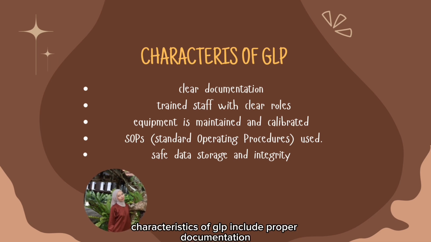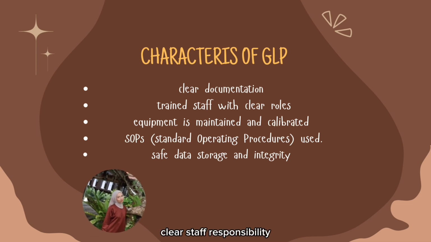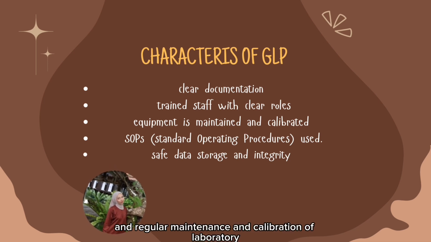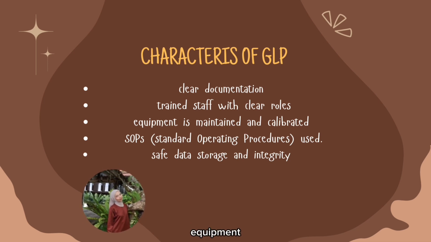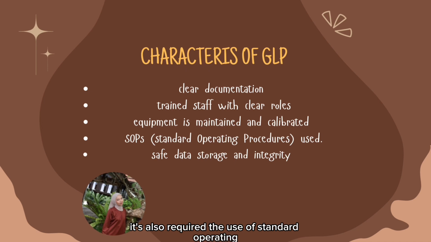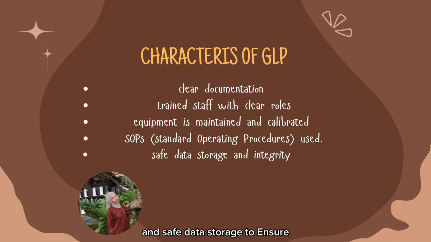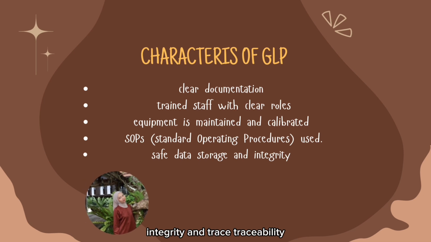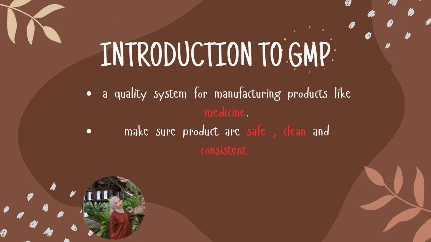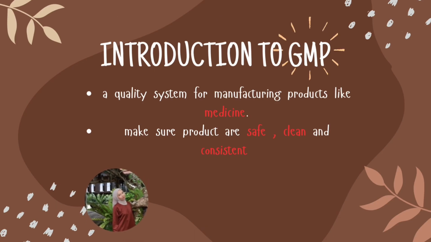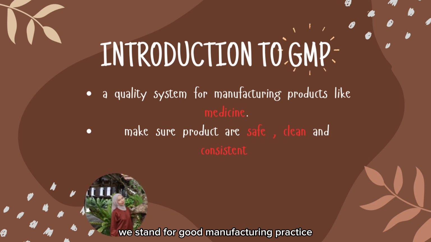Some important characteristics of GLP include proper documentation and record keeping, clear staff responsibility, and regular maintenance and calibration of laboratory equipment. It also requires the use of standard operating procedures or SOPs and safe data storage to ensure integrity and traceability. Now, let's move on to GMP, which stands for Good Manufacturing Practice.